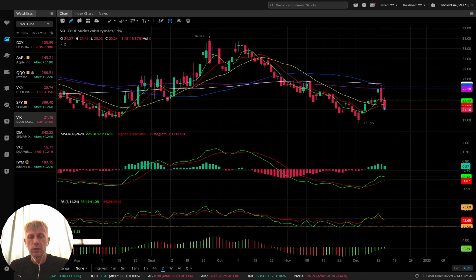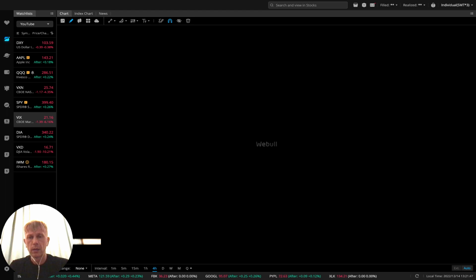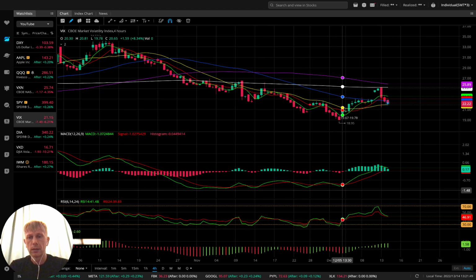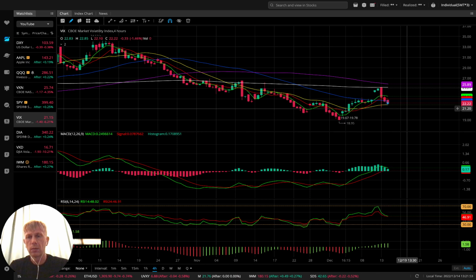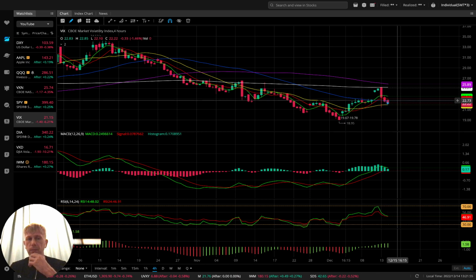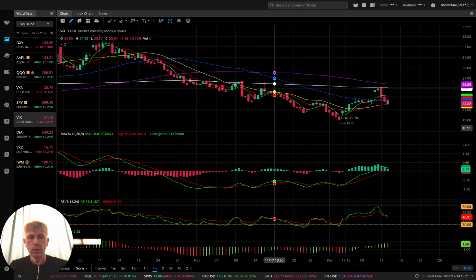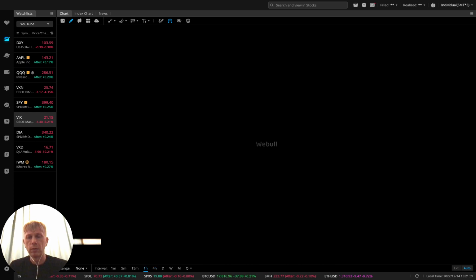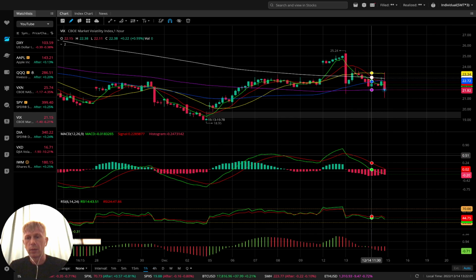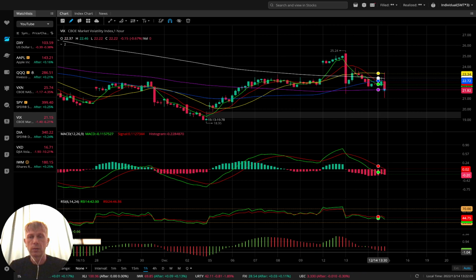4 hours, let's check. Yeah, still bullish on 4 hours, also on all indicators. Still bullish, still above MA20. Still bullish on 4 hours and 1 hour. 1 hour it will be bearish, right? 1 hour it's bearish, and it's bullish for SPY.